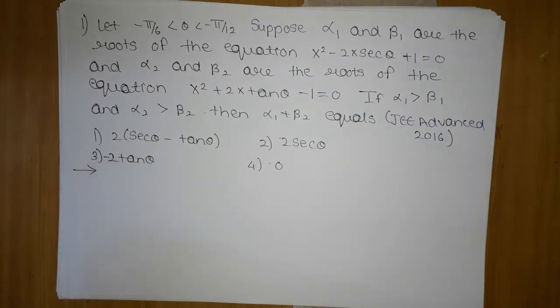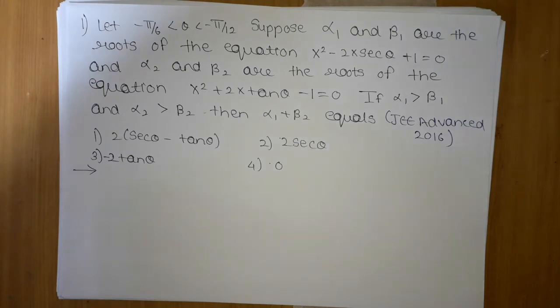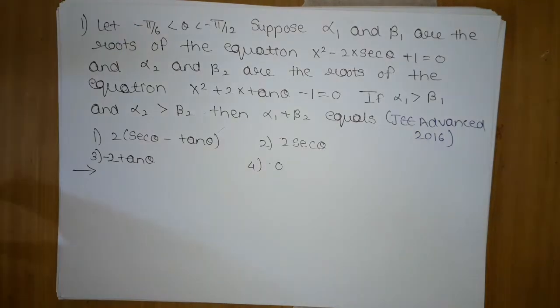So the question says as follows: let theta be between minus pi by 6 and minus pi by 12. Suppose alpha 1 and beta 1 are the roots of the equation x square minus 2x sec theta plus 1, and alpha 2 and beta 2 are the roots of the equation x square plus 2x tan theta minus 1 equals 0. It is telling alpha 1 is greater than beta 1 and alpha 2 is greater than beta 2, then alpha 1 plus beta 2 equals to, the options are 2 sec theta minus tan theta, 2 sec theta minus 2 tan theta, and the fourth option is 0.